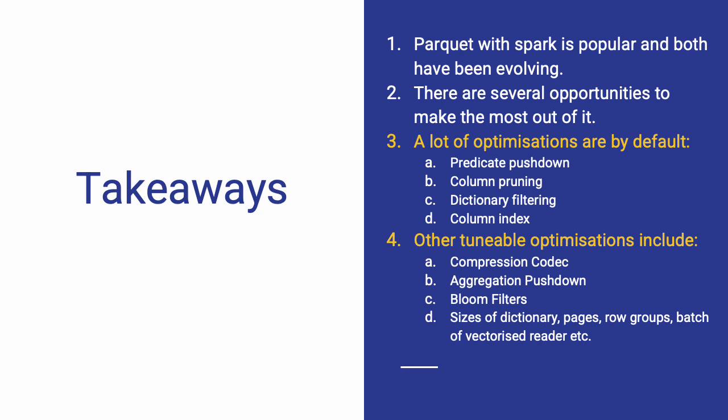Like we can choose a different compression codec, we can push down aggregates, we can enable Bloom filters, and we can also control the sizes of the dictionary, size of page, size of row groups, as well as the size of the batch for vectorized reading.